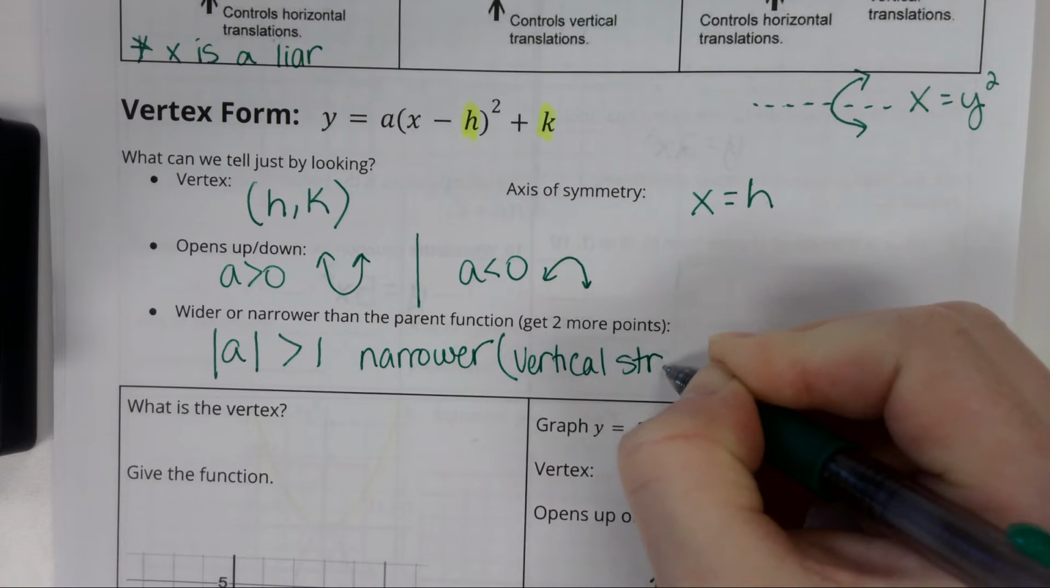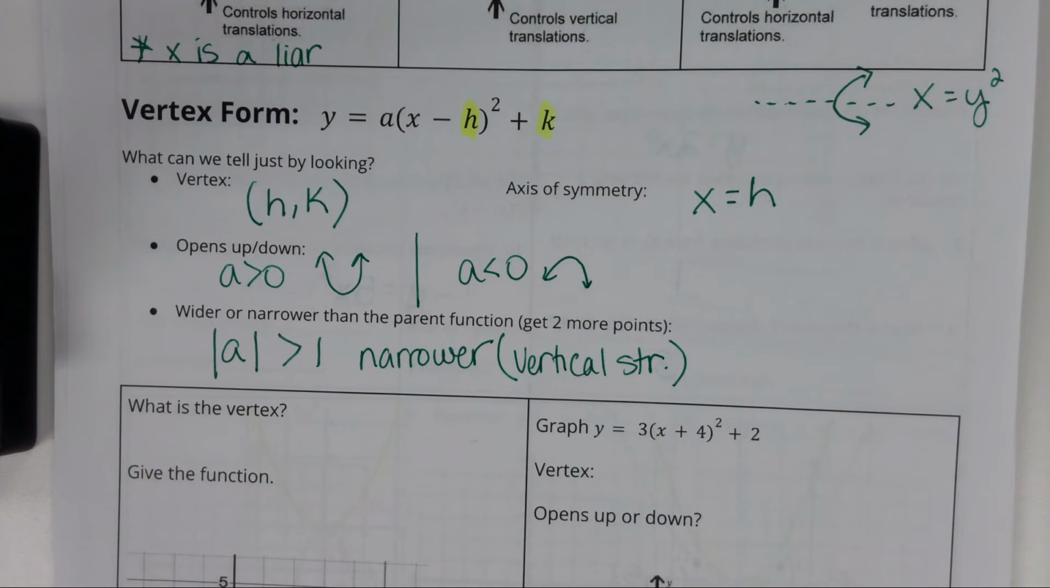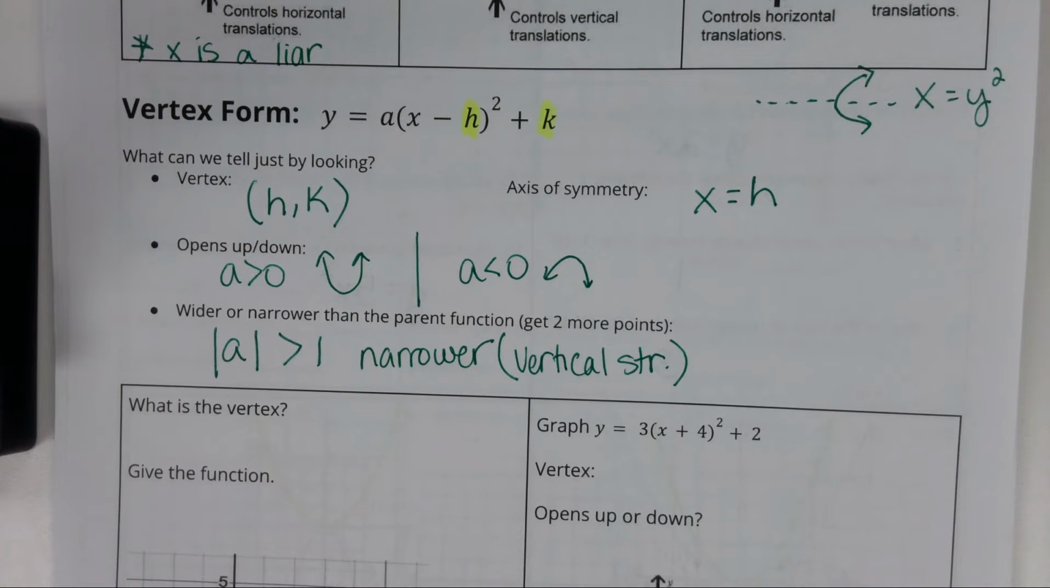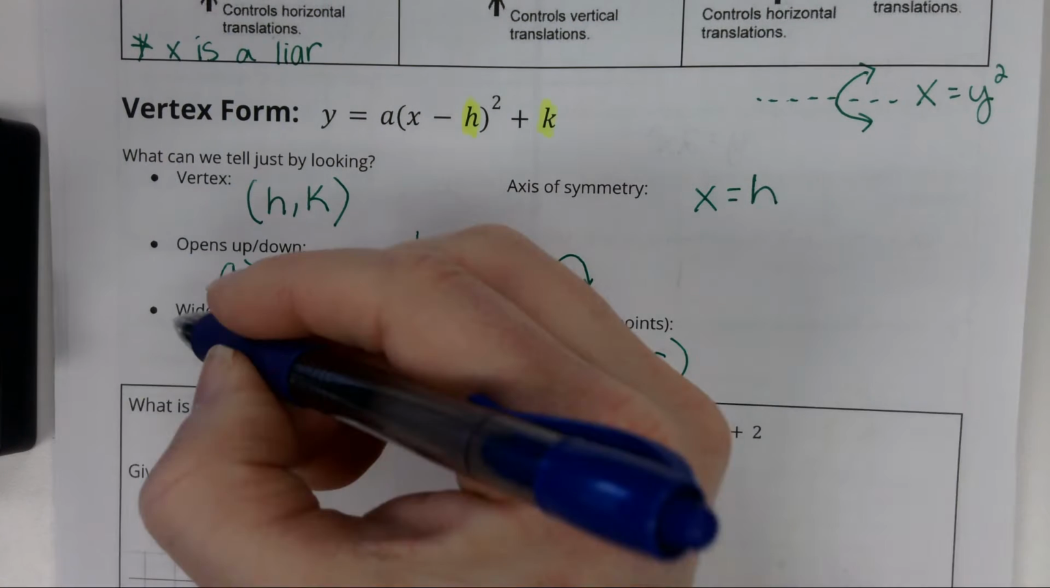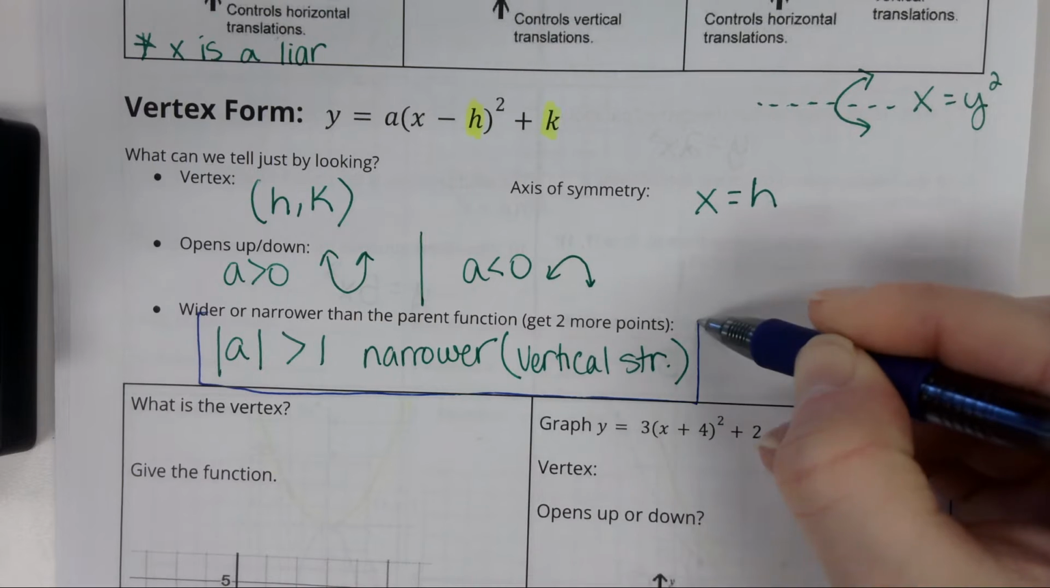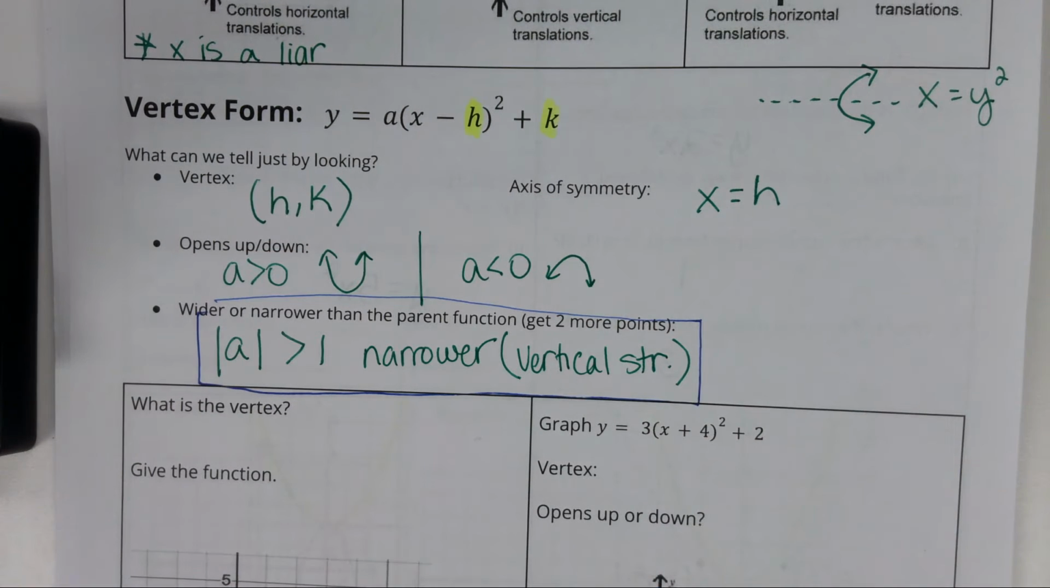Can I abbreviate vertical stretch as STR? Do you know what that means? Did I do that? Straight. Let's say vert. Okay.